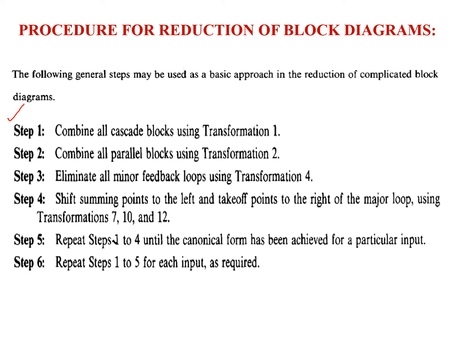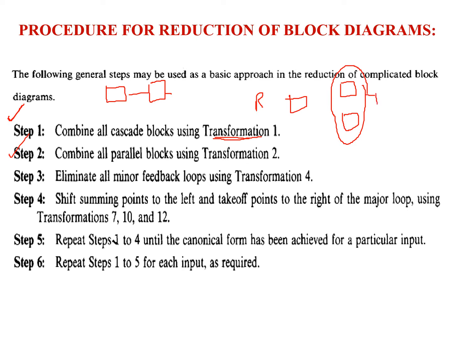Coming to the first step, we are going to identify the series connected blocks, and we are going to replace all these series connected blocks with a single block by using transformation 1. Here transformation 1 is nothing but rule 1. That's the first step. In the second step, we are going to identify the parallel connected blocks, and we are going to replace all these parallel connected blocks with a single block by using rule number 2.